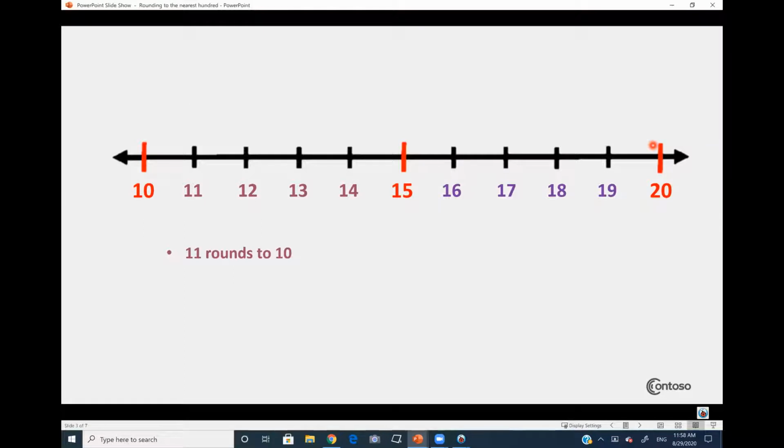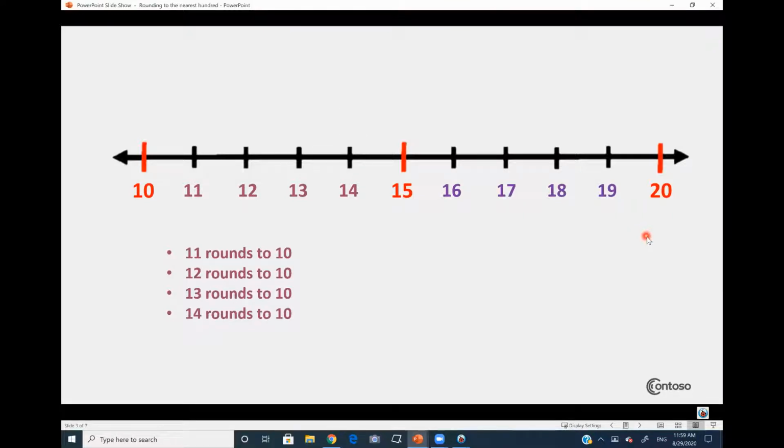If I move the kitten to the next spot, it's still closer to 10 than to 20. So 12 rounds to 10. If I move it one more place to the right, it's going to be on 13. And still 13 is closer to 10 than to 20. So I can tell again that 13 rounds to 10. And the same is going to happen with 14. 14 is closer to 10, so it rounds to 10.